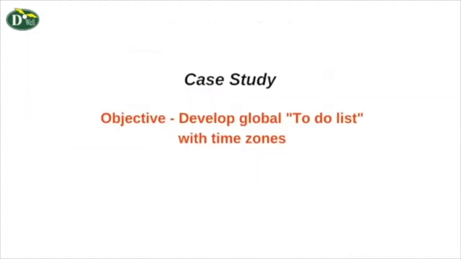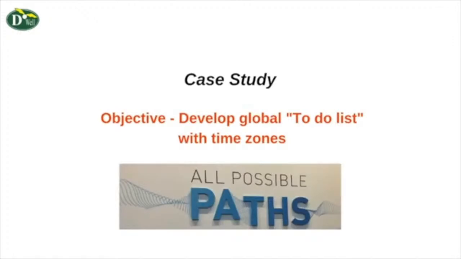I explain through a case study which we have done recently for our client. The objective of this study is to develop a to-do list in different time zones. It's an app the client wants to develop. Strategically, we name it all possible paths. That means we have to collect all the possible paths of a user to use a to-do list.